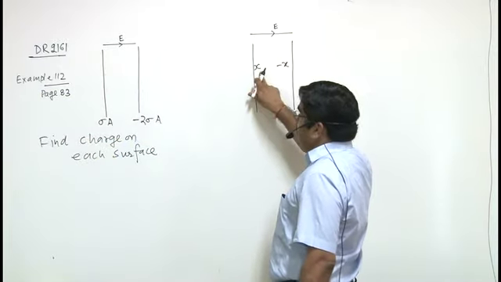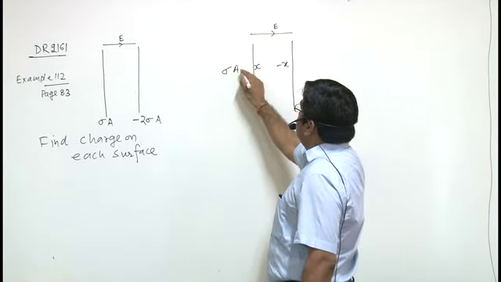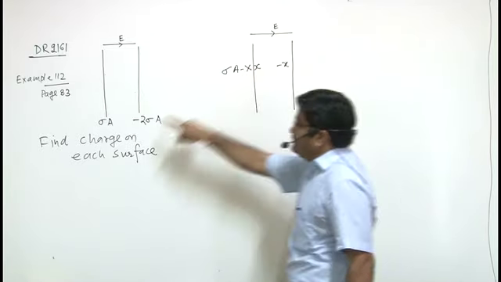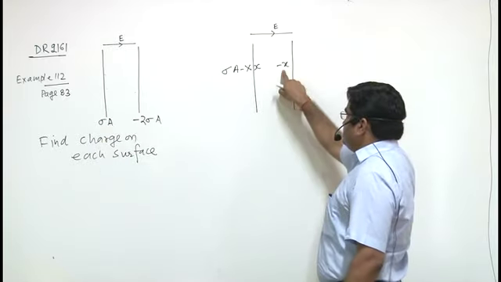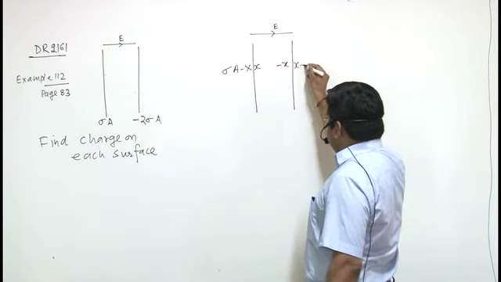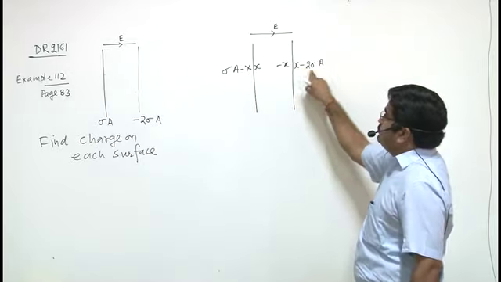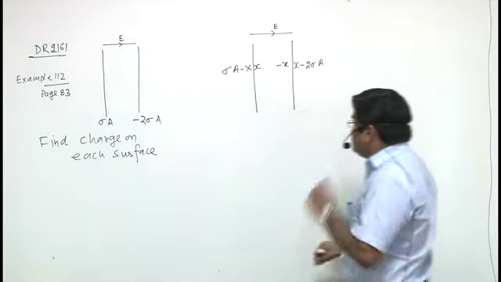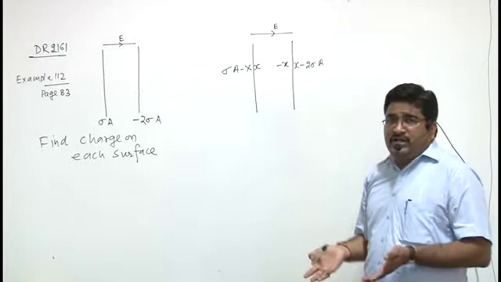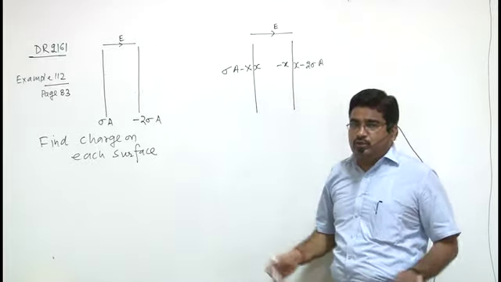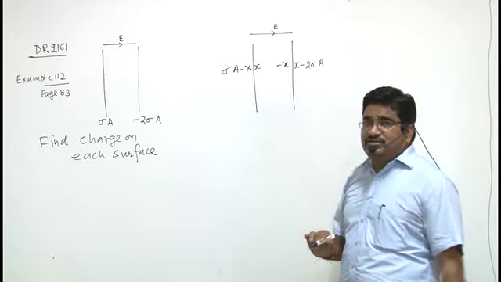Now, since it is x, this must be sigma A minus x, so that total of these two charges becomes equal to sigma A. It is minus x, so charge on this surface will be x minus 2 sigma A, so that the total of these two becomes equal to this charge. Now we have only one unknown, and that is x. If x is known, all these four charges will be known to us. Now how to find out this x?